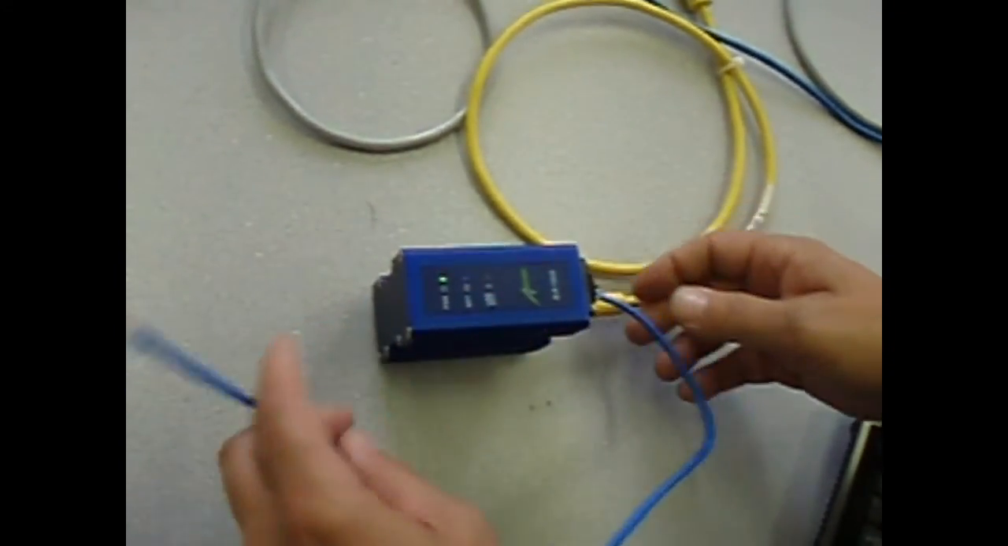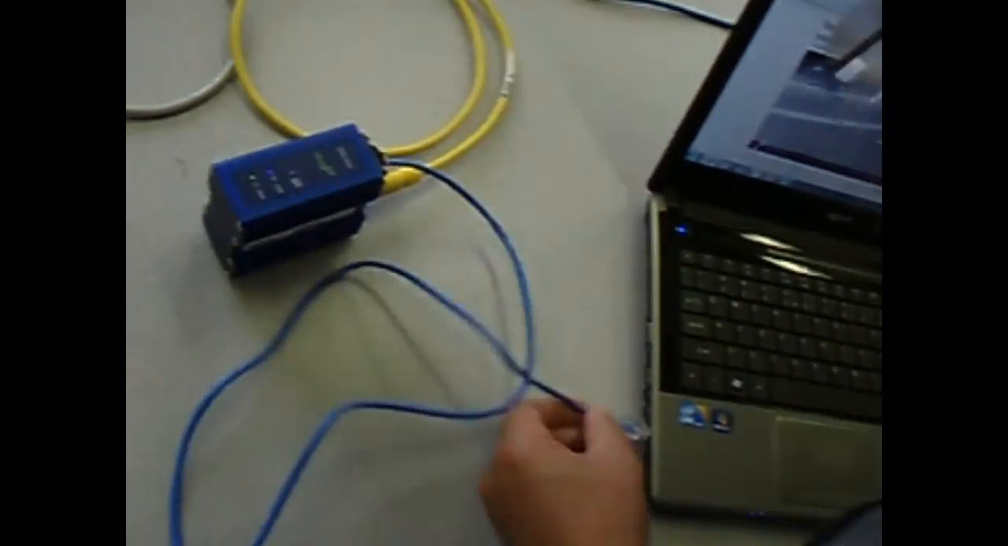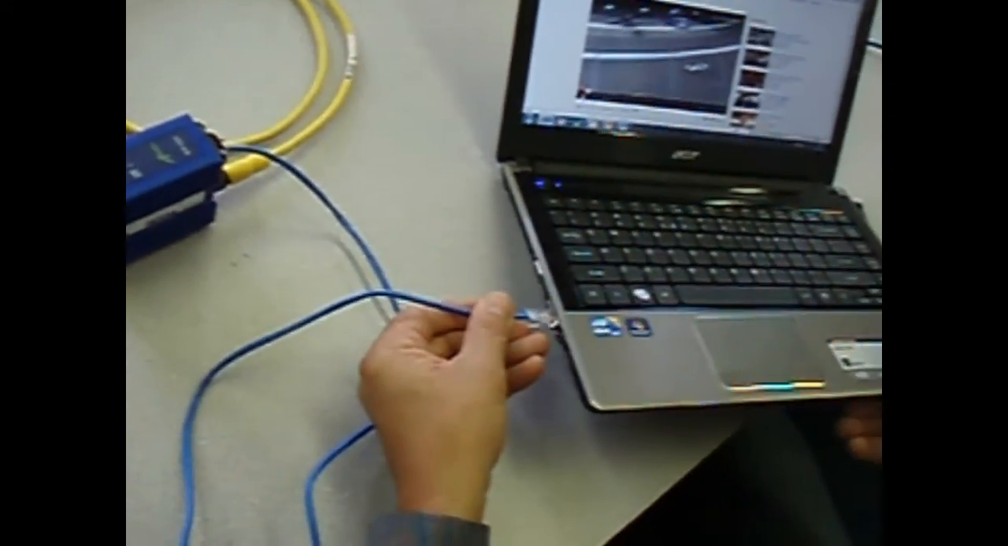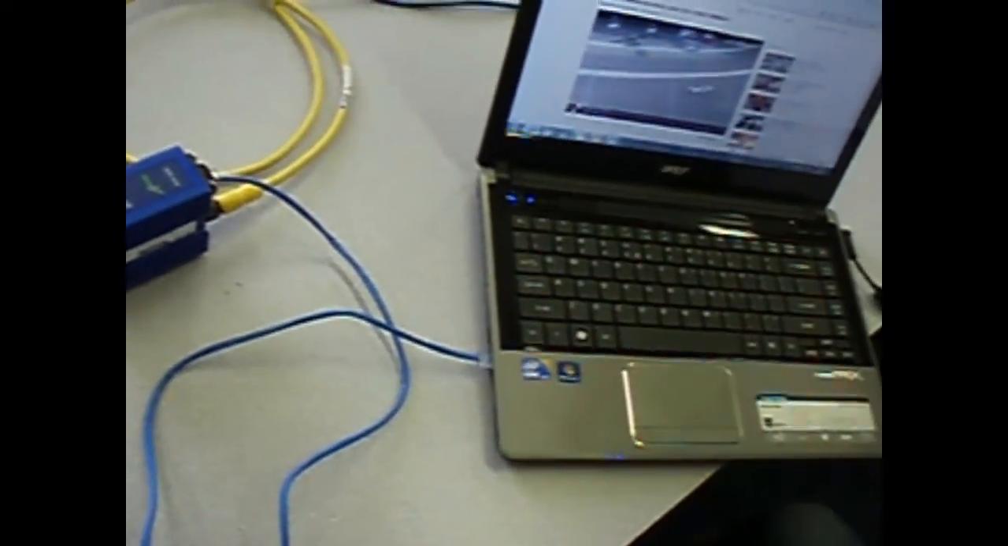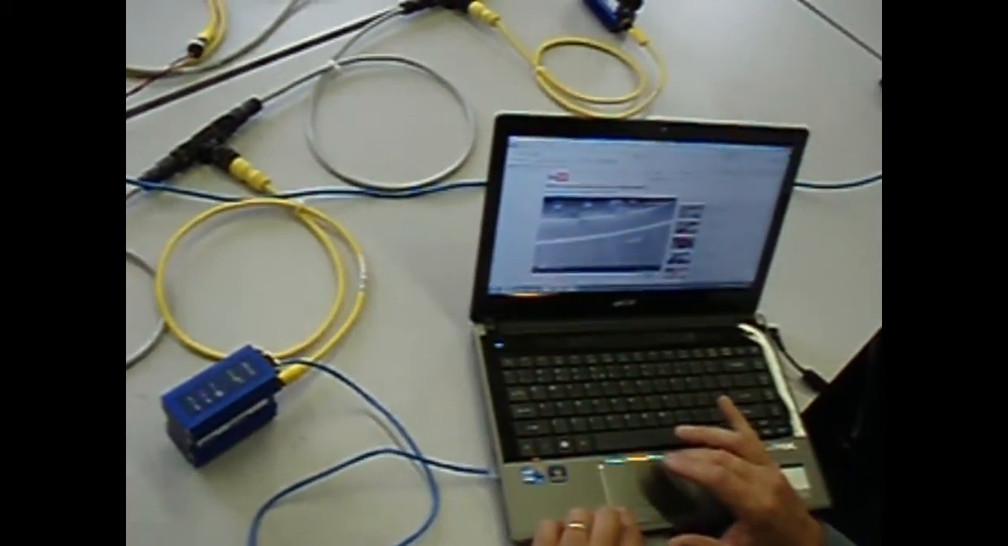I am now going to connect with an Ethernet cable to this particular unit and plug this back into the PC. Again, I could reset the system.